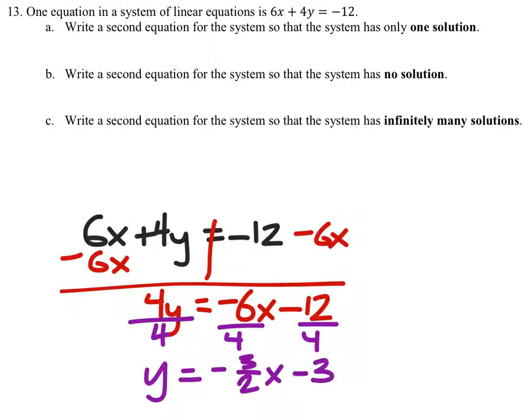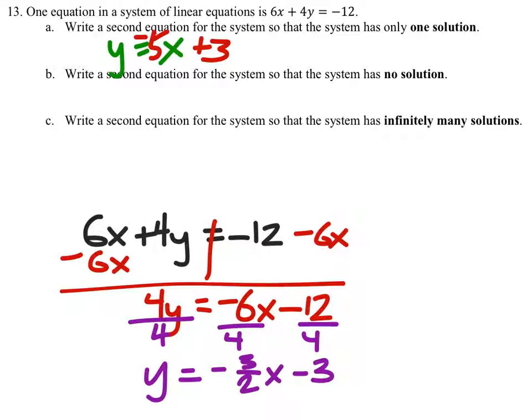What would be an equation that has one solution? As long as the slope is not negative 3 halves, we're good. So we can just say y equals x minus 3. That would work. Y equals 5x, negative 5x plus 3, whatever. Any of those things.